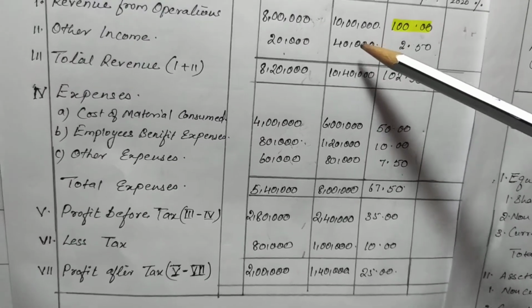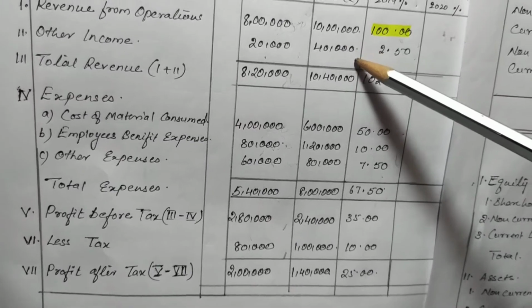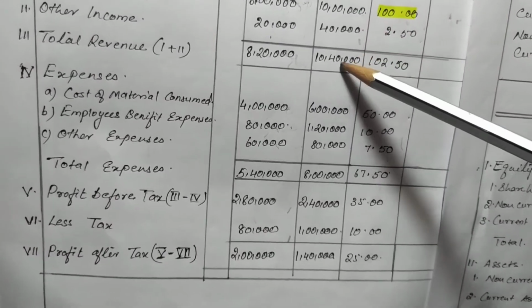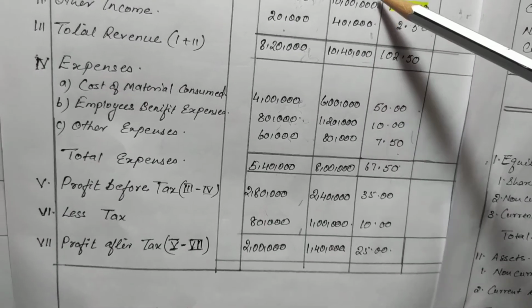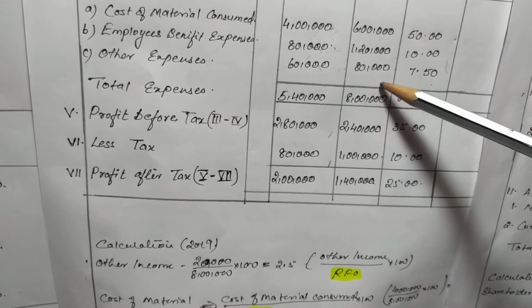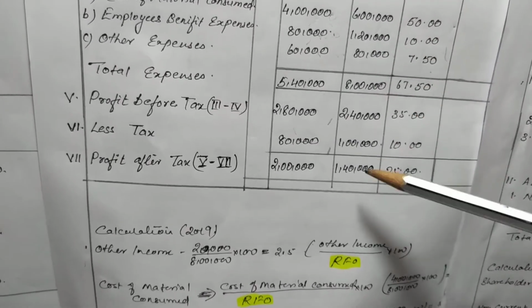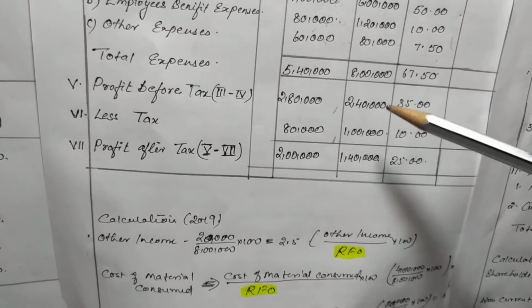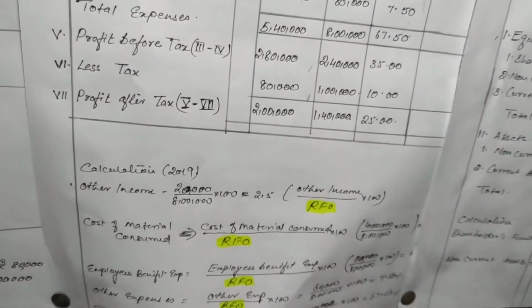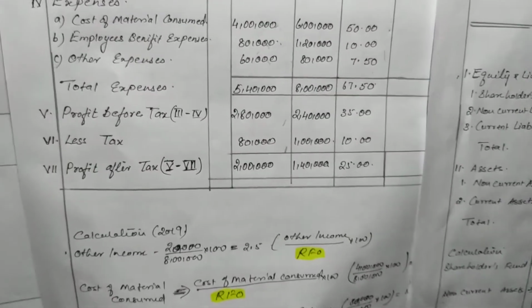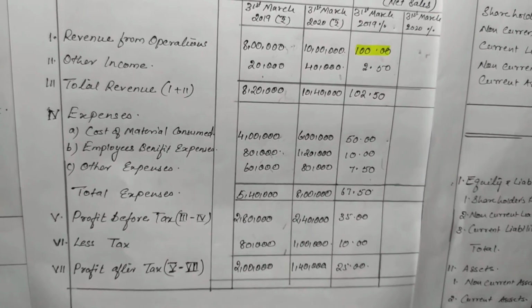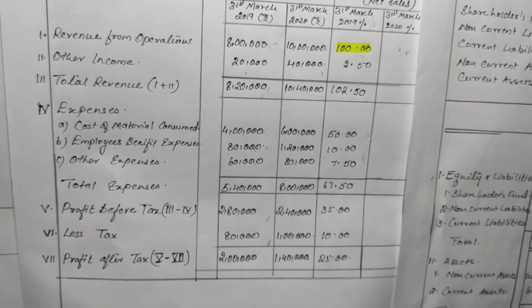Then other income, here first time 40,000 divided by 10 lakh into 100, then this 10 lakh 40,000 divided by 10 lakh into 100. Same way, each expense will be divided by 10 lakh and multiplied by 100. Profit, total expenses, profit, tax, okay, and profit after tax, each and every individual item will be divided by the revenue from operation and multiplied by 100 to calculate the percentage.